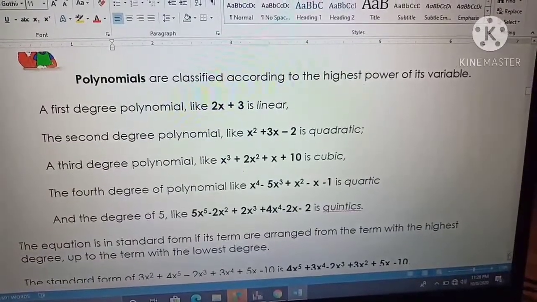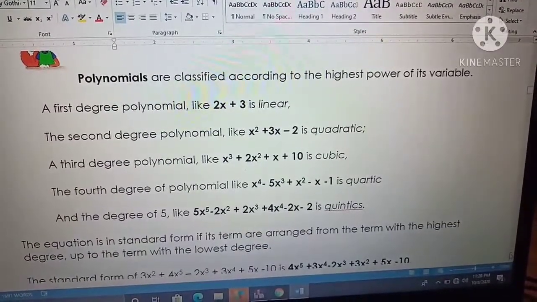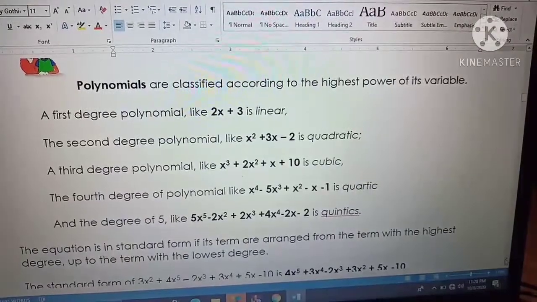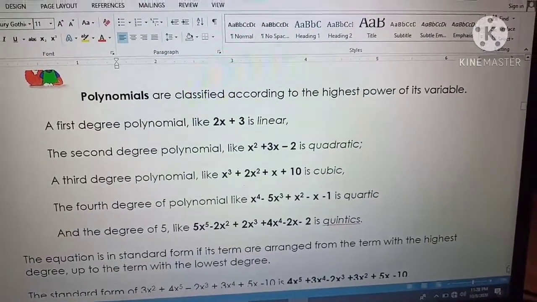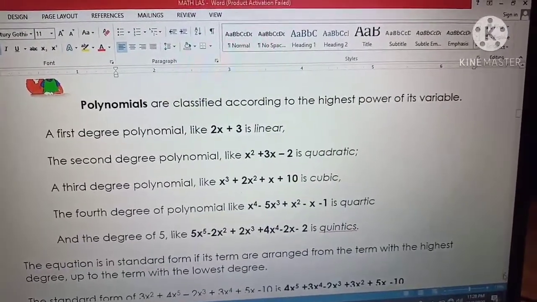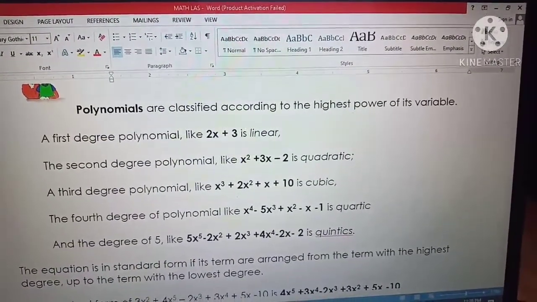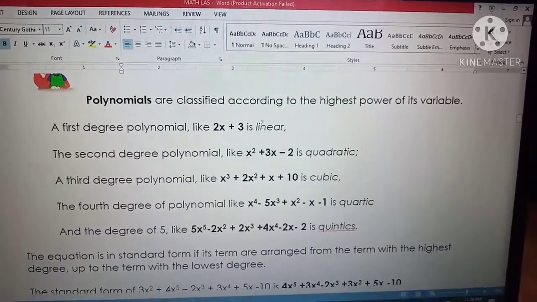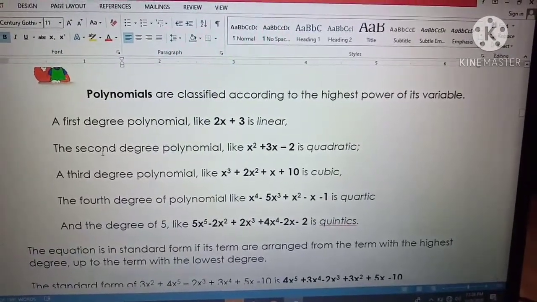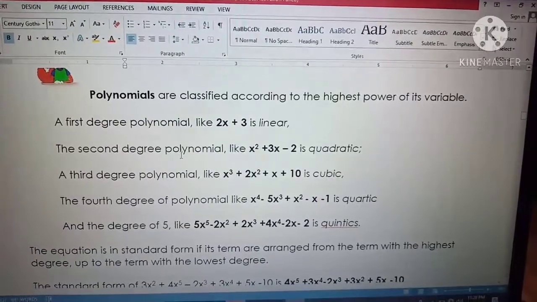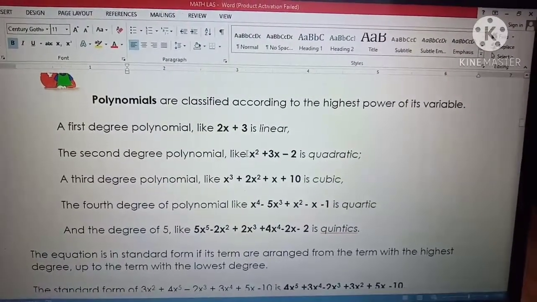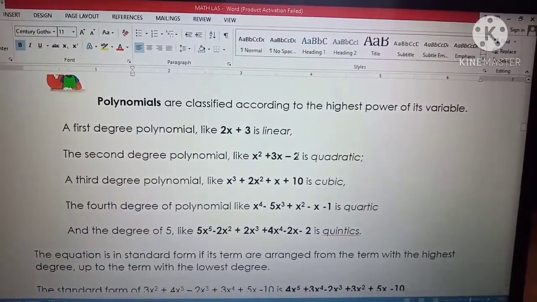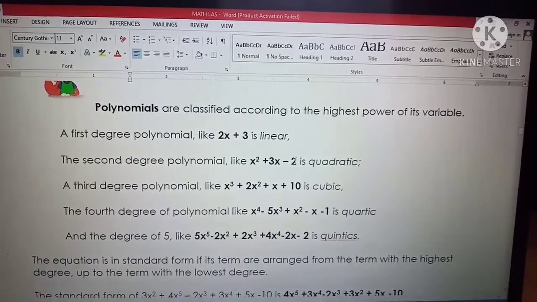So, let's proceed to quadratic equation. So, we have polynomials. Polynomials are classified according to the highest power of its variable. So we have different degrees of polynomial. The first degree of polynomial is what we call linear. Another, we have the second degree of polynomial. The example is x squared plus 3x minus 2. This second degree of polynomial is what we call the quadratic equation.